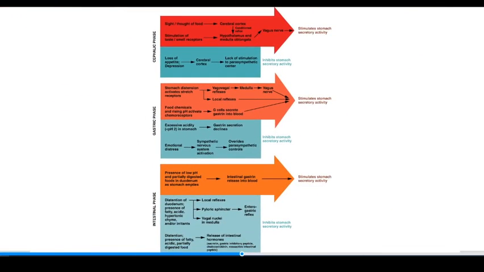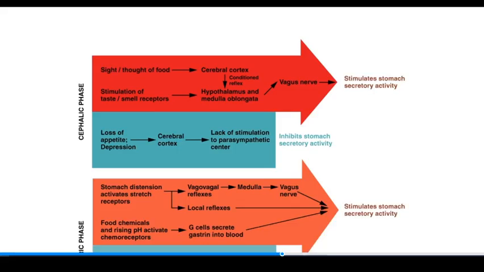Regulation of gastric activity happens at three different levels. There's the cephalic phase, referring to what happens in the head, the gastric phase, which is how the stomach regulates itself, and the intestinal phase, which is how the intestine feeds back to tell the stomach what to do.